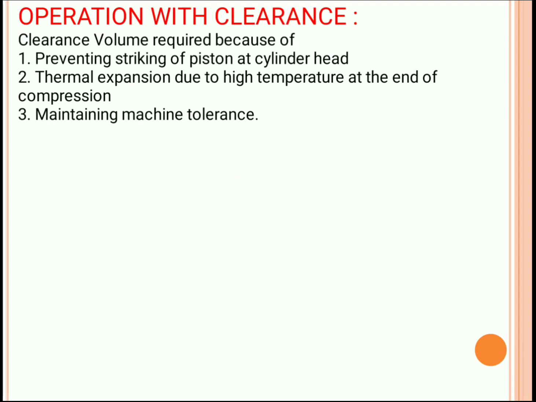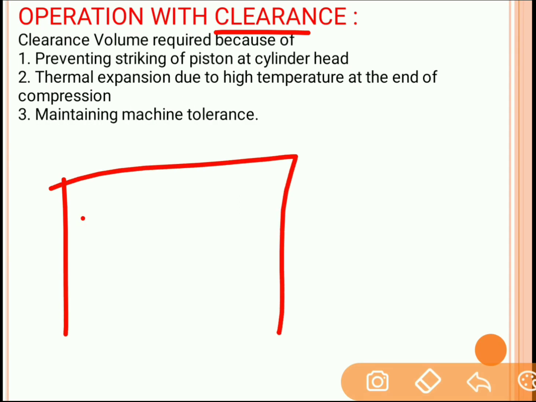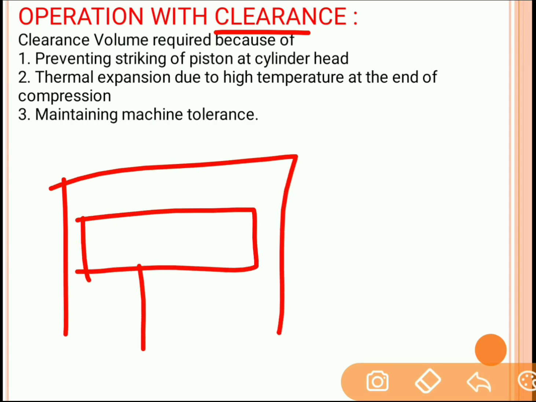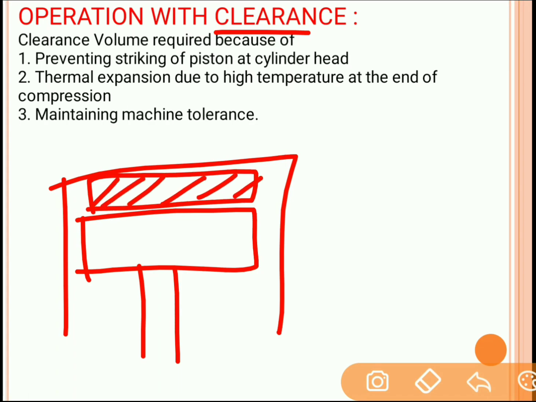Now why clearance volume is required? First of all, we need to understand the term clearance. When the piston is at the topmost position, then there is some volume which is left. So this is the volume which is left between the piston and the top of the cylinder. Fine. So this volume is considered as clearance volume, VC. And when this clearance volume is not present, then it can be considered as operation without clearance.